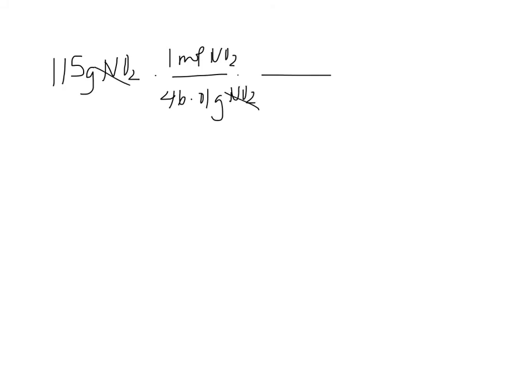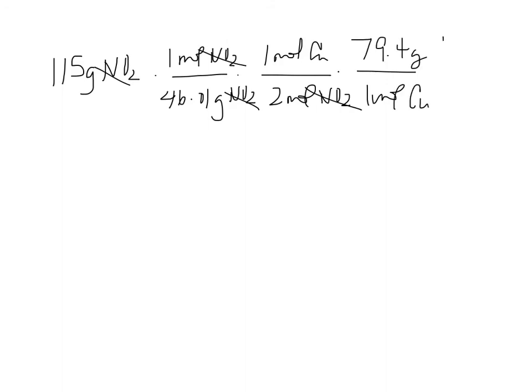I start with the smaller amount of product, so 115 grams of nitrogen dioxide. I'm going to convert this into mass of the excess reagent. For every 1 mole of nitrogen dioxide, it weighs 46.01 grams. That cancels. According to the mole ratio, there are 2 moles of nitrogen dioxide for every 1 mole of copper. Moles cancel. And then I know every 1 mole of copper weighs 79.4 grams of copper. Moles cancel. I multiply and divide and solve, and I find the amount of copper required to produce that 115 grams of nitrogen dioxide is 79.4 grams of copper.